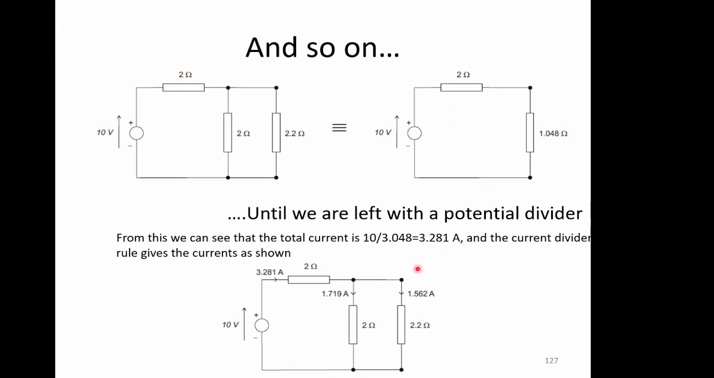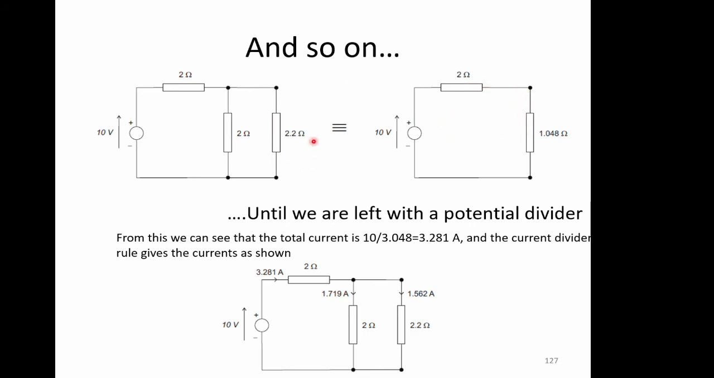Right, so you end up with the current. So you can work out the total current through here because there's only one current now. This will be expanded out and the current will split, but we know fundamentally that the current is going to be 10 over 3.048, so it's 10 volts over the total resistance, which is 2 plus 1.048, which is 3.048. Okay, so that's straightforward enough. And the current divider rule then gives these currents shown.